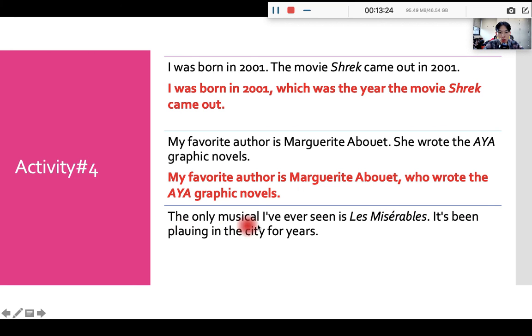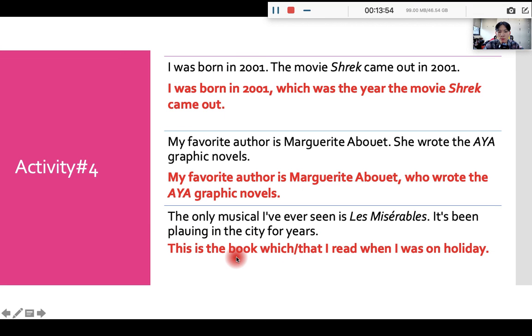Next, the only musical I've ever seen is Les Mis. So I am not fluent in French, of course. So is American, okay? So are American people. So when they say the name of this musical, they will just say Les Mis. So Les Mis in Chinese is 悲惨世界. It's been playing in the city for years. Okay, I'll fix the typo here later.